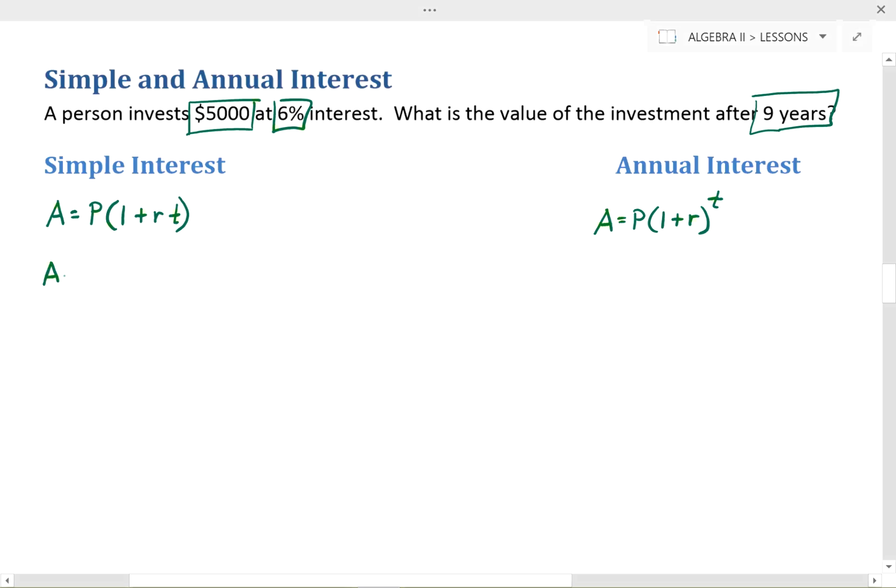So in this case, our A is equal to our principal, our starting point, which is 5,000, times (1 plus, now careful here, R. R, remember, is in decimal form. So 6% in decimal form is 0.06. So that's what's going to go here. 0.06 times t. T is the total life of the investment, and for us that's 9 years. So there is my simple interest equation.